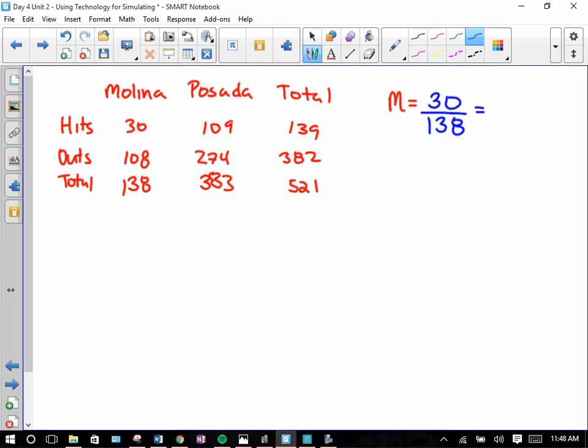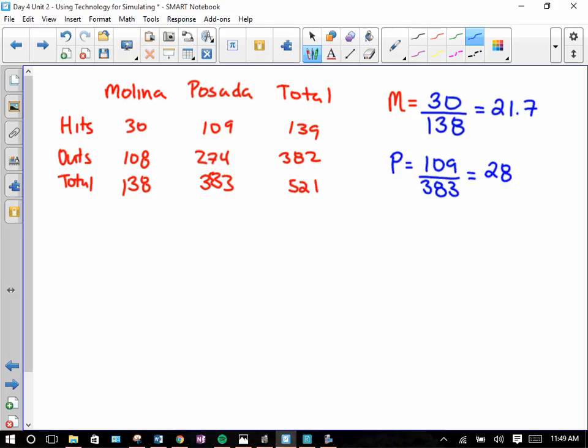Right? And then, did you get that? The answer is 21.7. There's Molina, and then you know Posada. That's going to be 109 divided by 383. That's equal to what?